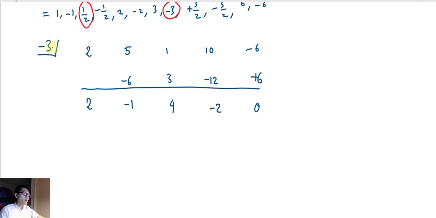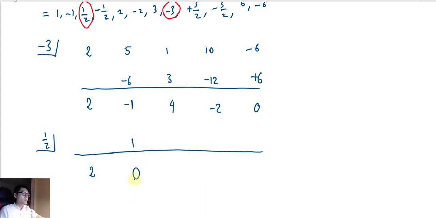Okay, so we finished the one with minus 3. So we do another one for minus 1/2 in order to find the factors for the remaining 2 roots. So minus 1/2. Again, I always bring down the first number. Okay, so minus 1/2 times 2, I get minus 1. I add these 2 numbers, I get 0.